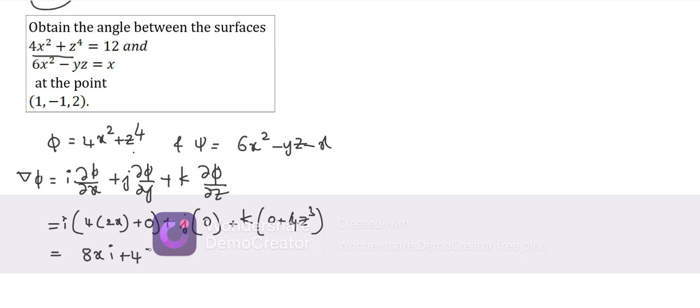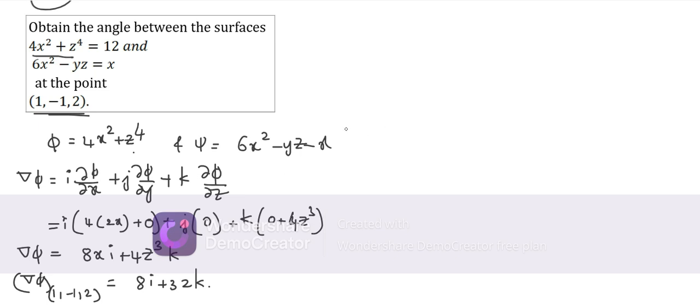So this is nothing but 8x into i plus 4z cube into k. Right? And we need to calculate the gradient at the point (1, -1, 2). So the gradient of phi at (1, -1, 2), at x equal to 1, y equals to -1, and z equal to 2, is given by 8i, and z is 2, so 2 cube is 8, 8 times 4 is 32, so 32k. Right? So this is the gradient at (1, -1, 2).